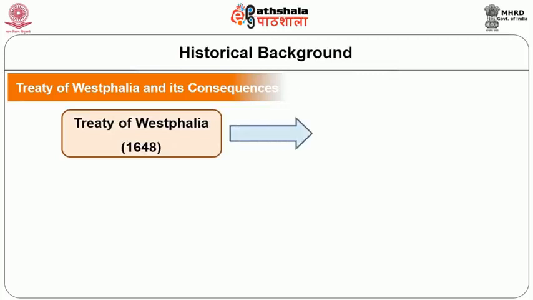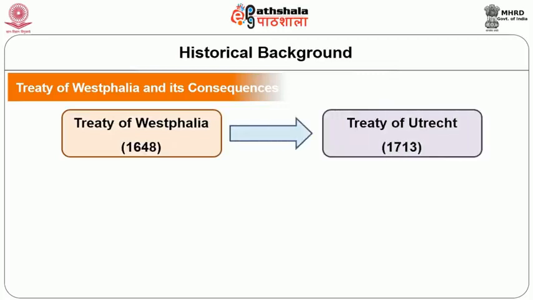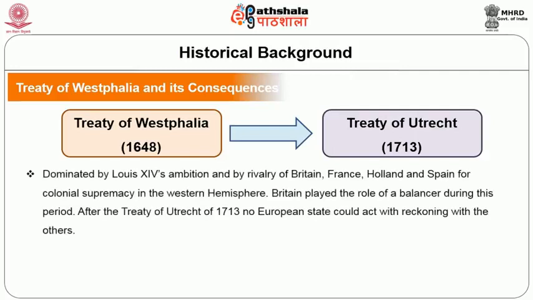The period from Treaty of Westphalia, that is 1648, to the Treaty of Utrecht in 1713 was dominated by Louis XIV's ambition and by the rivalry of Britain, France, Holland and Spain for colonial supremacy in the Western Hemisphere. Britain played the role of the balancer during this period. After the Treaty of Utrecht of 1713, no European state could act without reckoning with the others.